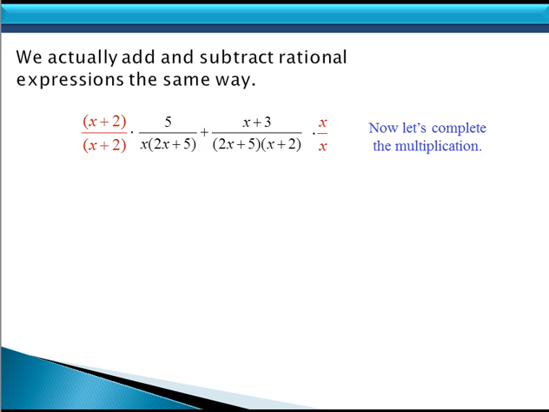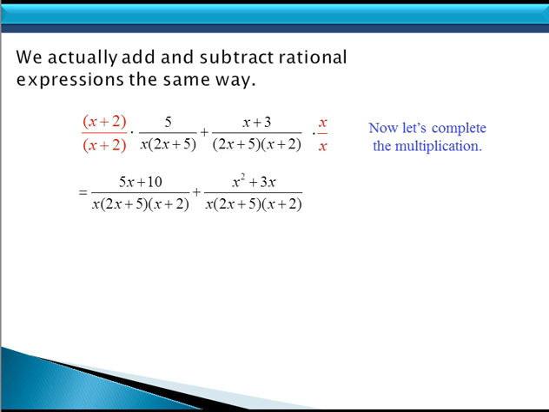So to multiply x plus 2 times 5, that requires distribution. So we distribute 5 through the factor x plus 2, and you should get 5x plus 10. And then the same thing for x plus 3 times x. We would distribute the x through the binomial of x plus 3, which will give us x squared plus 3x.